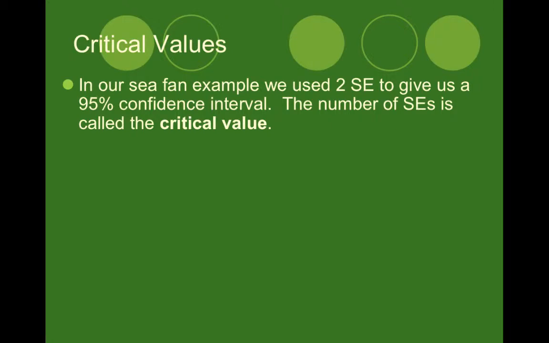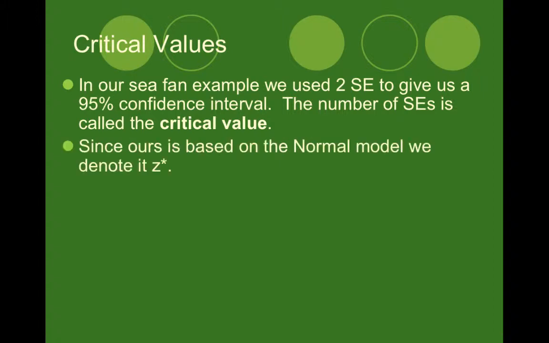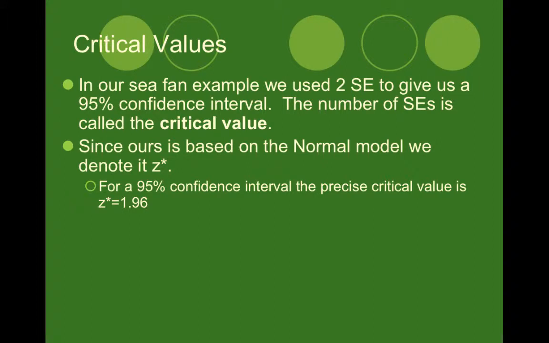In our CFAN example, we use 2 standard errors to give us a 95% confidence interval. The number of standard errors, so that 2, is called the critical value. So however many standard errors you are from your center value, your mean, or your proportion, that's your critical value. Since ours is based on the normal model, we denote it with a Z and an asterisk because that 2 is telling us we're 2 standard errors away, and the number of standard errors we are away is our Z-score. We make sure that we know that it's a critical value because it gets a little asterisk at the top of the Z.